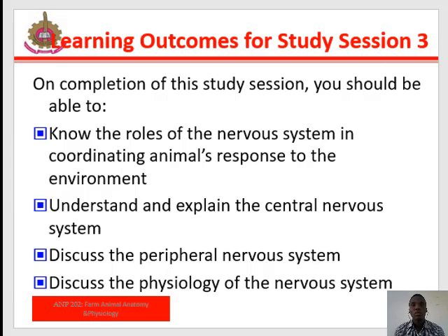Learning outcomes for study section 3. On completion of this study section, you should be able to know the roles of the nervous system in coordinating animals' response to the environment, understand and explain the central nervous system, discuss the peripheral nervous system, and discuss the physiology of the nervous system.